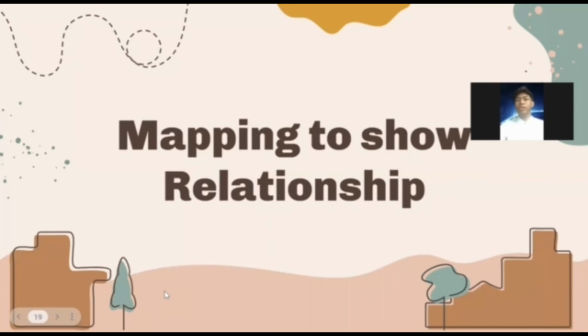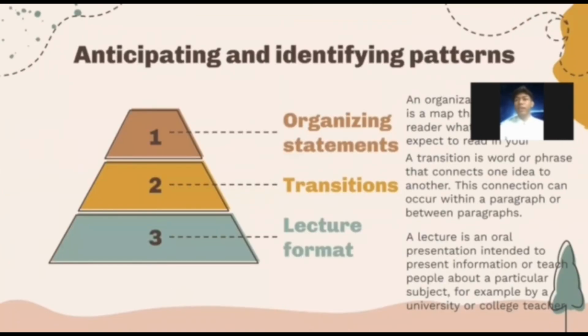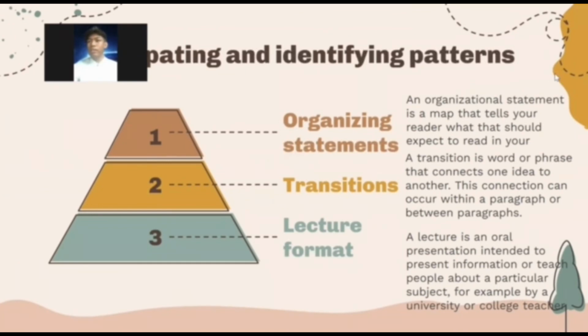Mapping to show relationships. Depicting and identifying patterns. Number 1, organizing segment. An organizational segment is a map that tells your reader what they can expect to read in your transition. And a transition is a word or phrase that connects one idea to another. This connection can be within a paragraph or between paragraphs.